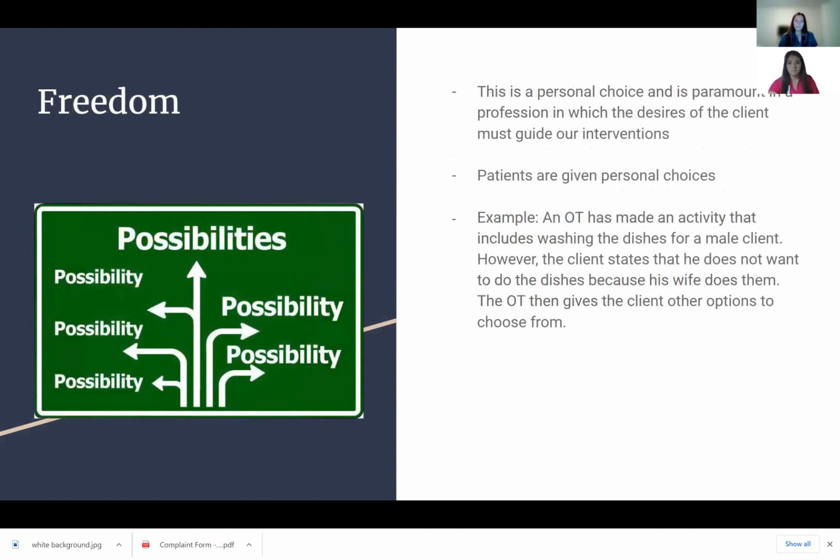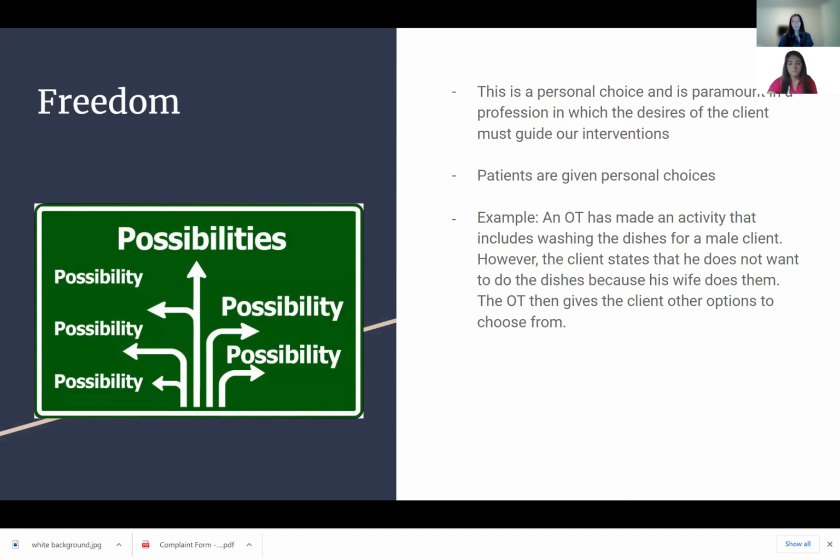Then we have freedom. This is a personal choice and is paramount in a profession in which the desires of the client must guide our interventions. This is a patient's personal choice. It is really important for us OTs to understand what our clients want to focus on. So an example is an OT made an activity that includes washing dishes for a male client. However, the client states that he does not want to do the dishes because his wife does them at home. The OT then gives the client other options to choose from.